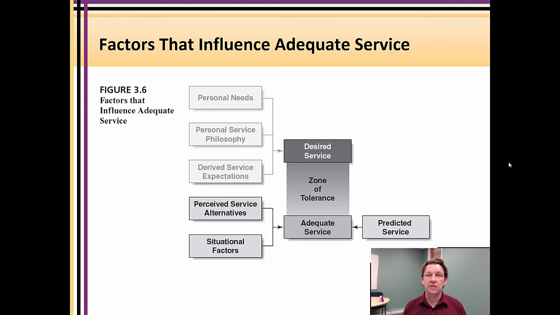Your adequate service level goes up based on competition, based on knowing you can do better somewhere else, that there's a different provider who can offer you a better alternative, or you think they can offer you a better alternative, will raise your lower bar of the zone of tolerance.